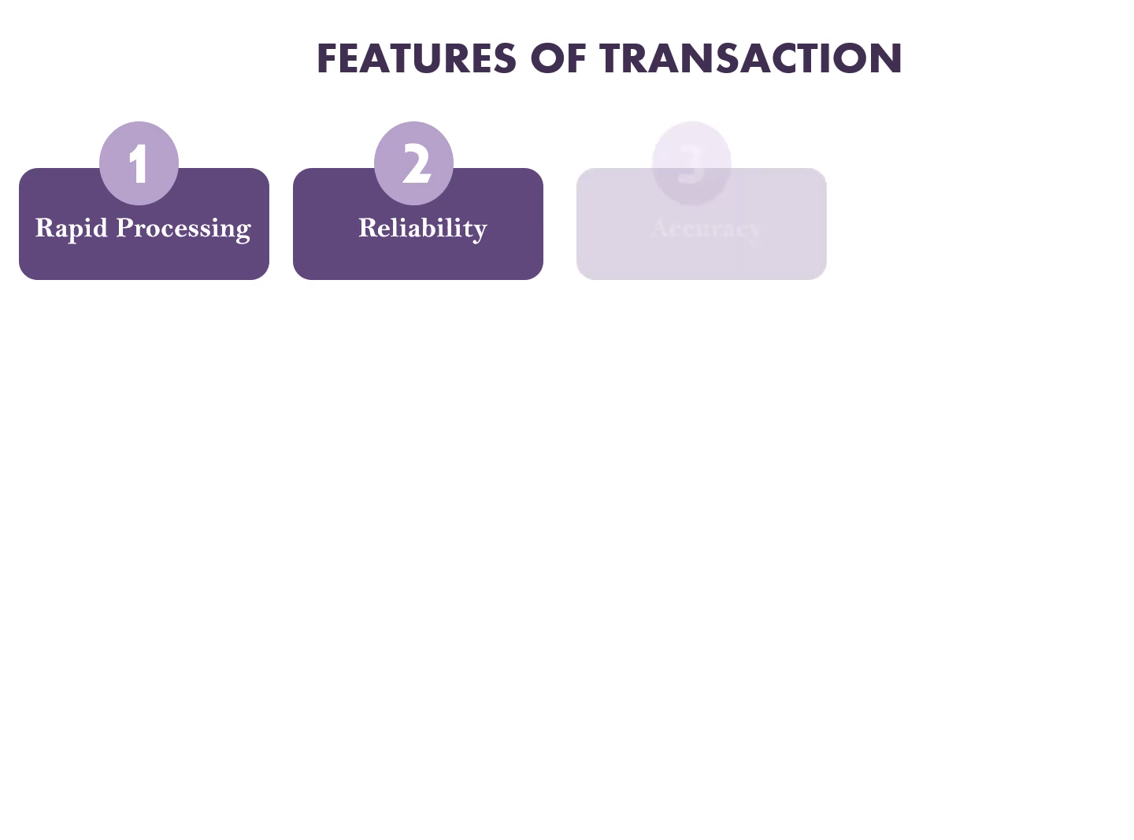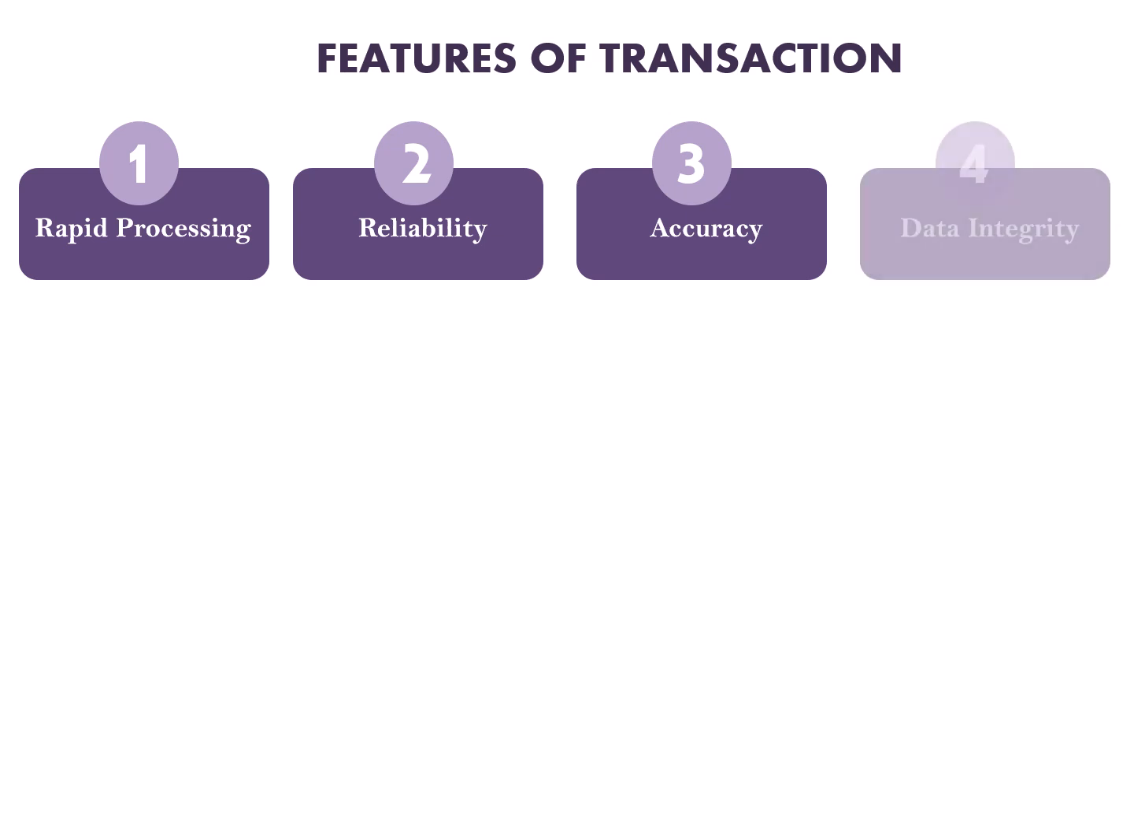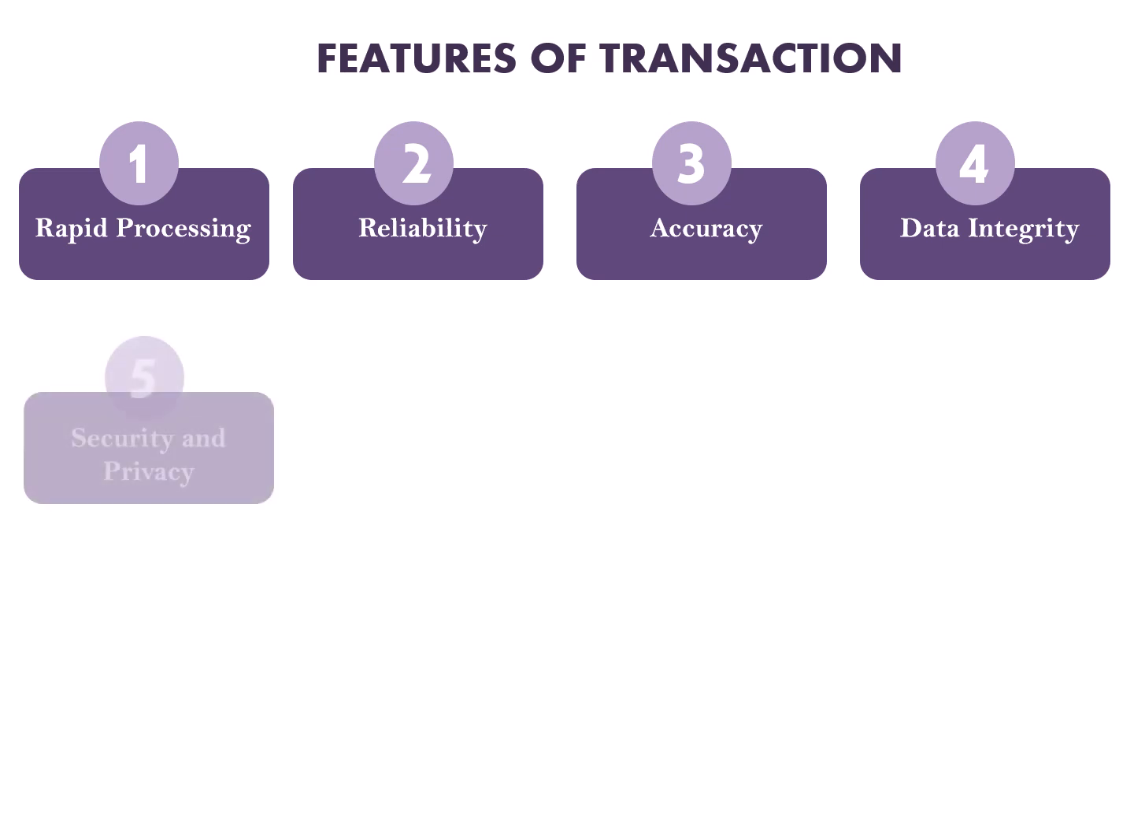So there are 12 features of a transaction system. First, rapid processing. It processes high volumes of transactions efficiently and quickly. Reliability ensures consistent system availability and minimal failure. Accuracy. It captures and processes data with precision to prevent errors. Data integrity. It maintains consistency and correctness of transactional data.